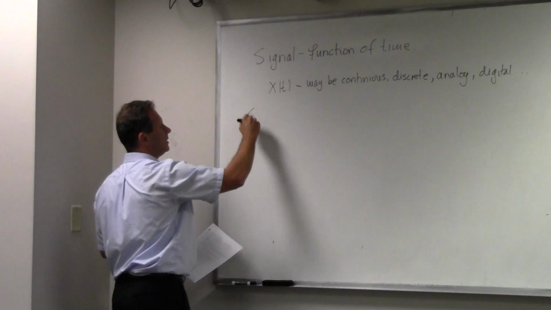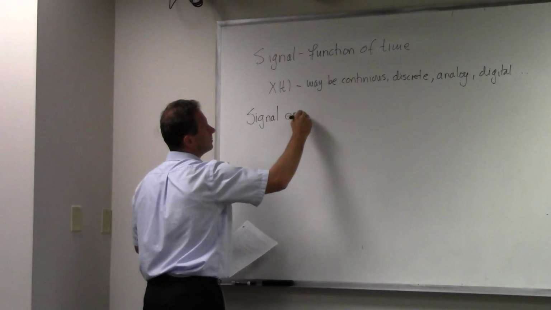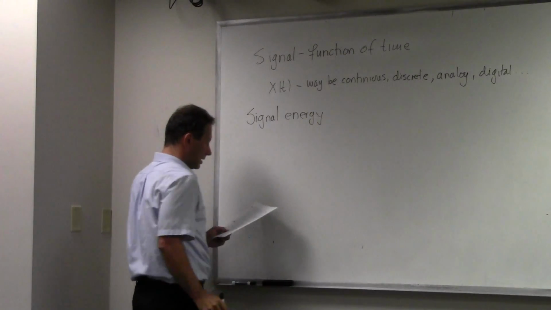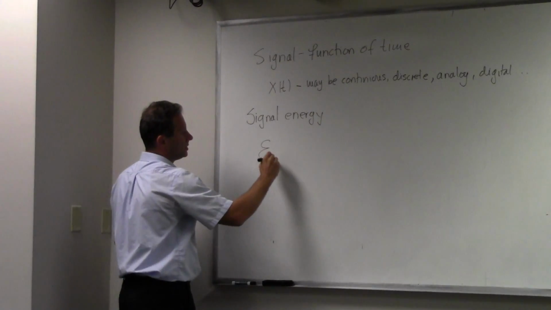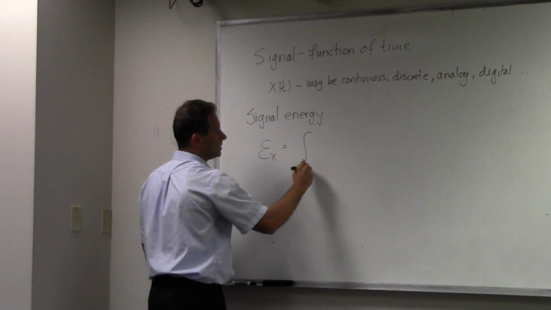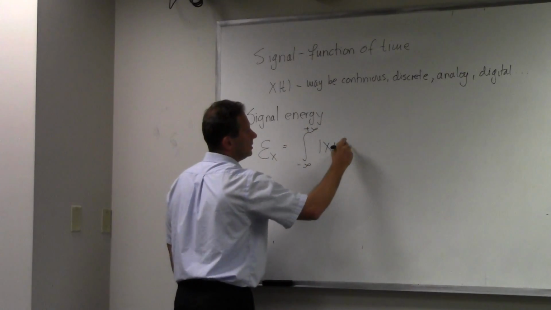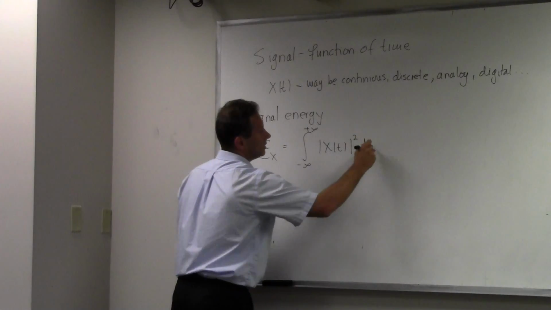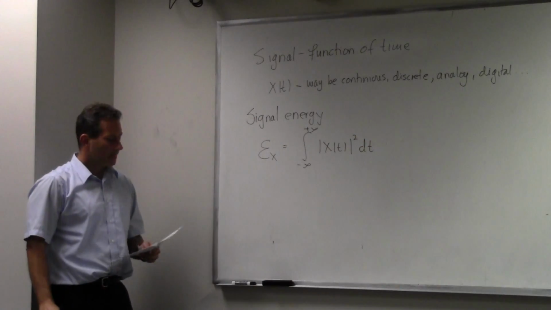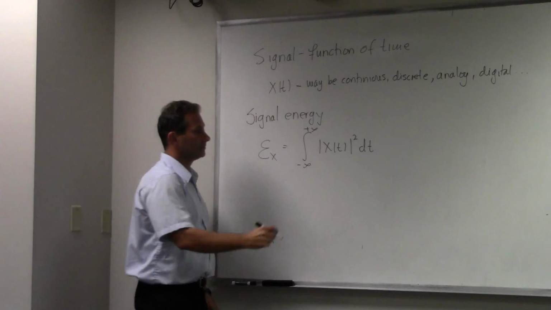We're going to define several attributes of the signal. First one that I'm going to define is the signal energy. And we define the energy of the signal, let's say in the notation Ex, as an integral from minus infinity to plus infinity, magnitude of x of t squared dt. So that's essentially the area under the magnitude square of the signal.